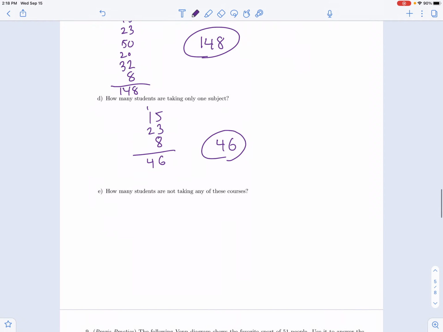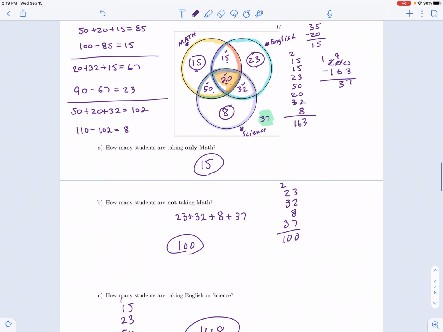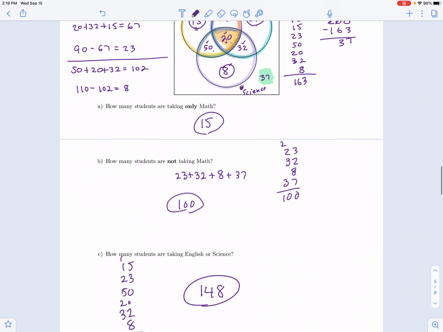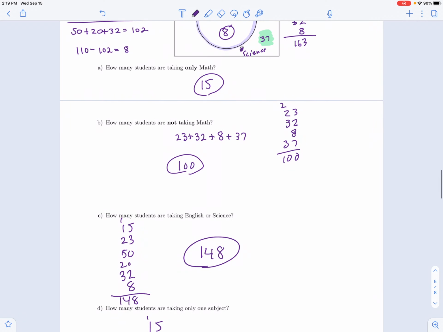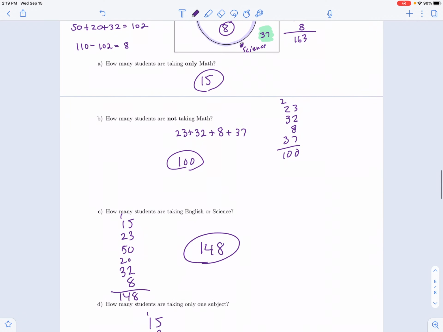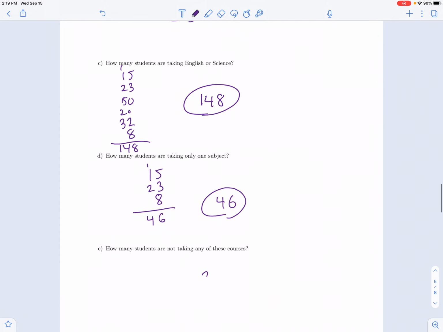And then finally, E, that's what we answered earlier: how many are in the universal set. So in this case, we saw that there were 37 students in the universal set, or in other words, 37 students who weren't taking any of those 3 classes. So in this case, we're looking at 37.